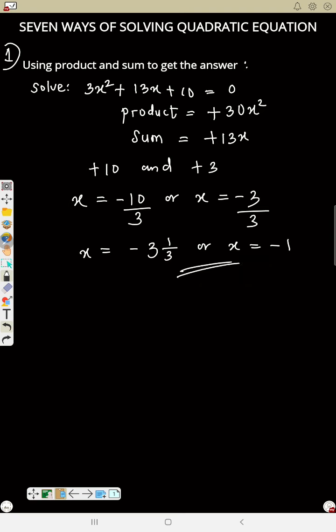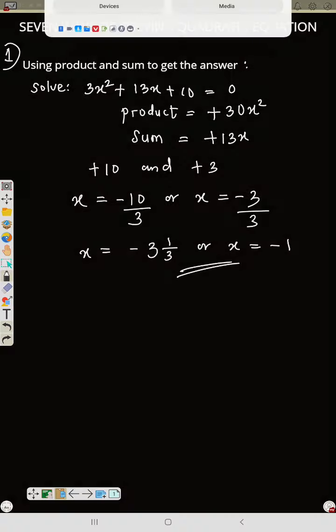So that is how we can use product and sum. That means from the beginning, if you can identify your product is 10 times 3, 13, 10 plus 3, 13. So just reverse the sign and divide by the first number. So that is your answer. That is the first method. Now let's see another method.